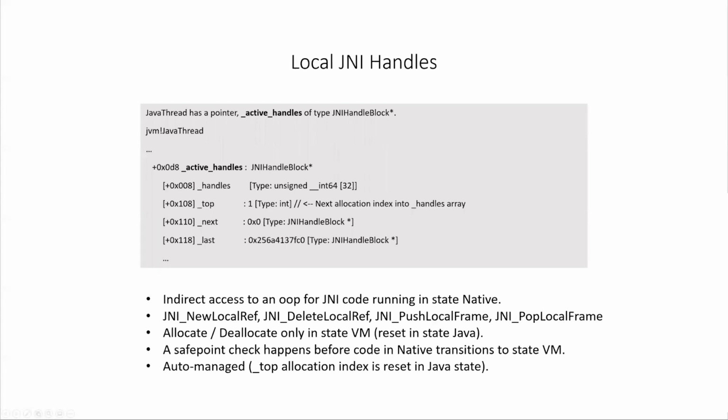A Java thread has a field called active handles. A local JNI handle provides indirect access to an OOP for JNI code running in state native. But allocating, deallocating, and even dereferencing a JNI handle involve first performing a VM state transition, which will perform a safe point check. Local JNI handles are auto-managed. So when the code returns from a JNI method, that is, it transitions from state native, doing a safe point check, into state Java, the local JNI handles allocated by that method are deallocated.